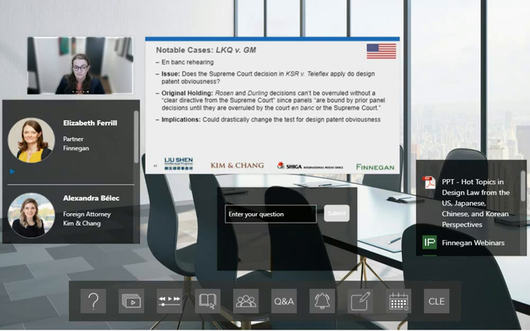My expectation would be that if the test was changed, this would mean that every time someone went to enforce a design patent, the issue of obviousness would be raised by the opponent, because that would make sense if the test had changed. So this is an important case. We expect it will be argued probably next year sometime, with the decision coming maybe at the end of next year.